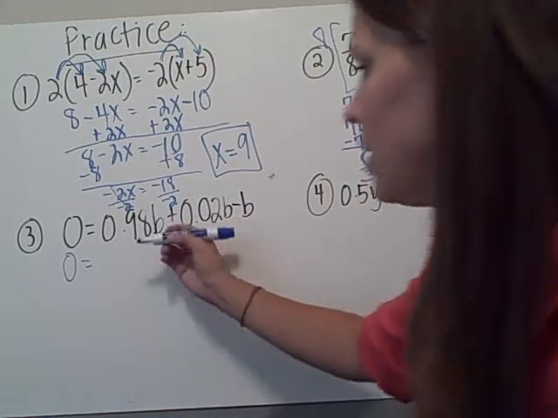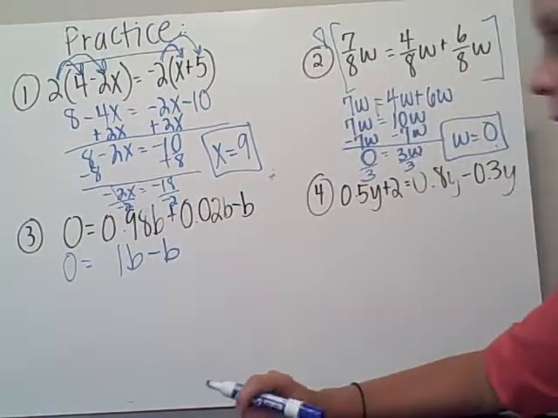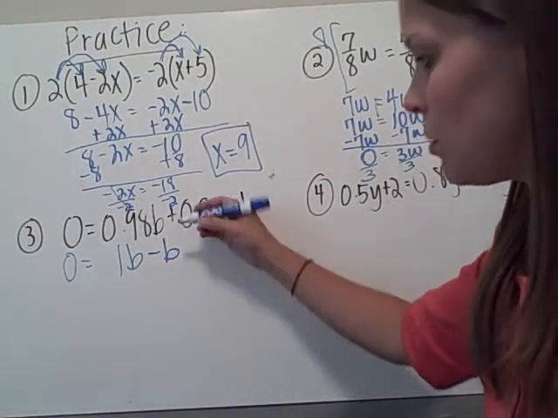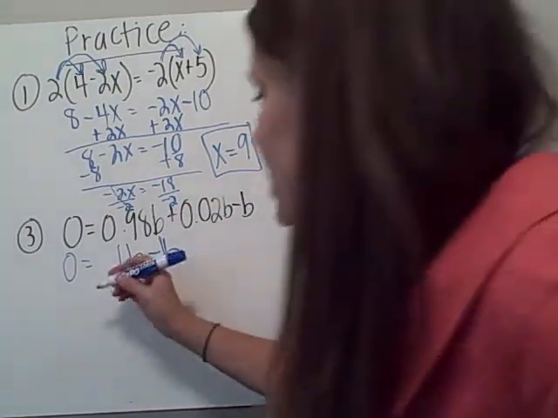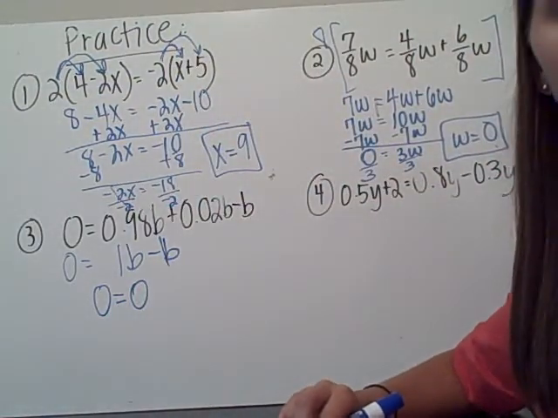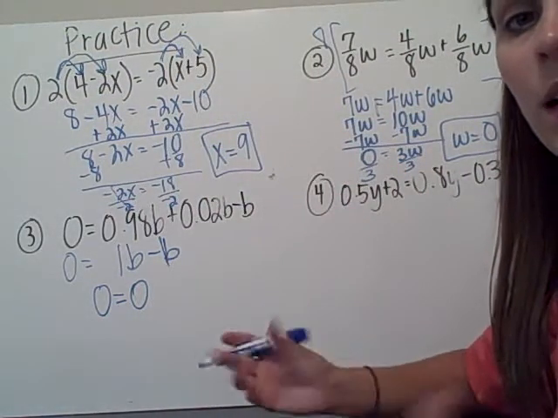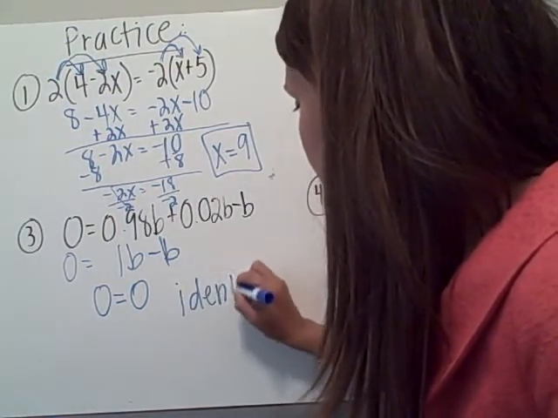2/100 B, that gives me 1B, and then we're minusing B. Well, 1B minus B, this is the same thing as minus 1B. Well, 1 minus 1 is 0, so 0 equals 0. This statement is true because you have the exact same on both sides of the equation. So this is an identity.